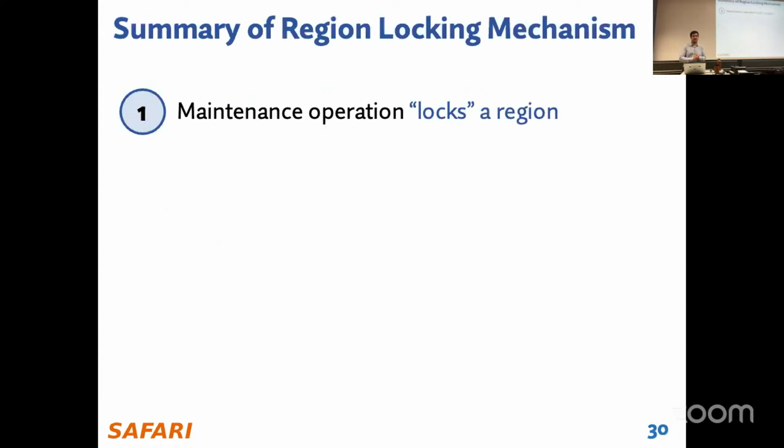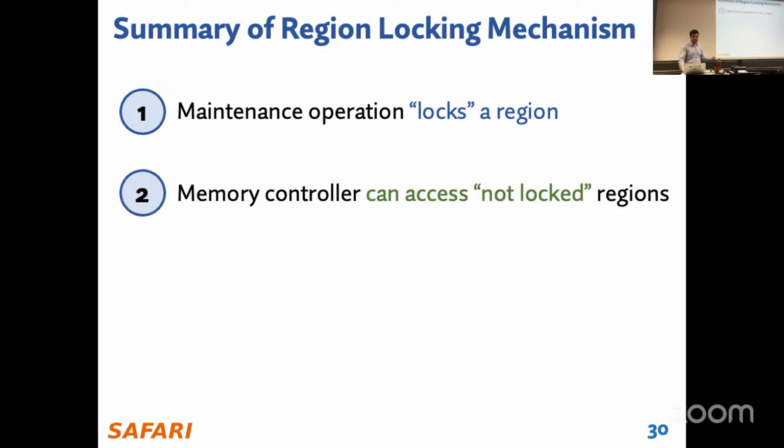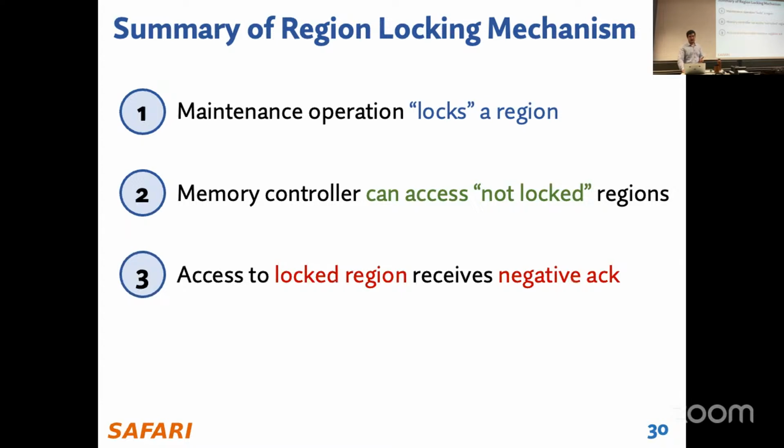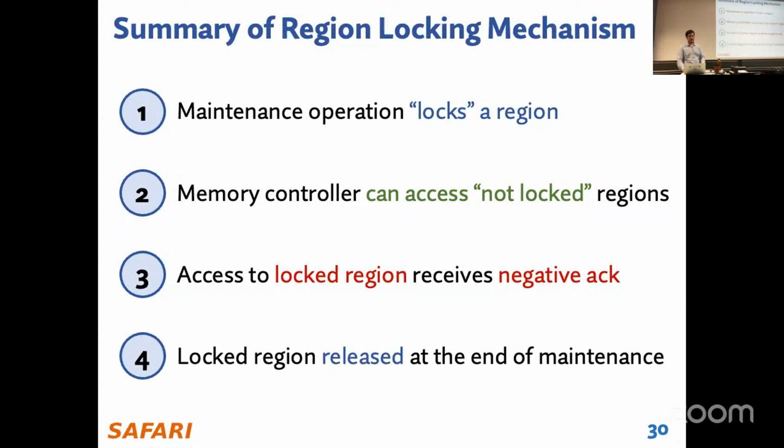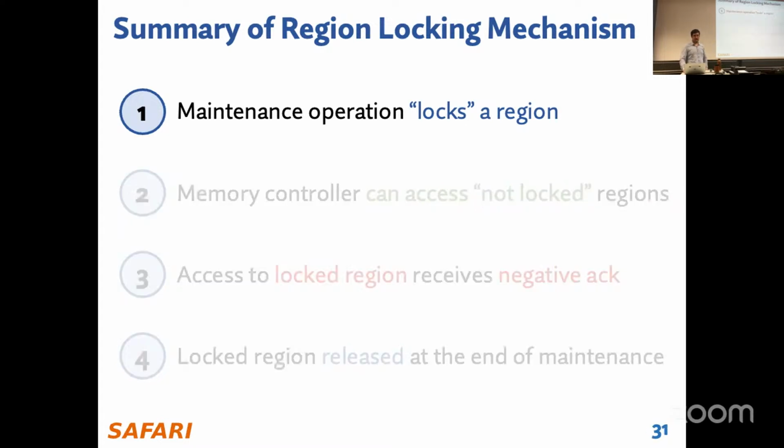In summary, there are 4 key steps. First, the maintenance operation locks the region it targets. And second, the memory controller can access regions that are not locked. And third, if the memory controller accesses a locked region, it receives a negative acknowledgement, or NAC for short. And fourth, the maintenance operation at the end will release the lock. We will take a deeper look, starting with the first step.